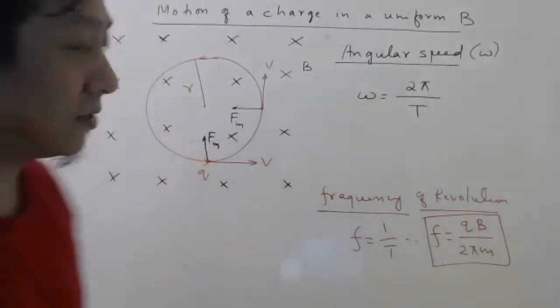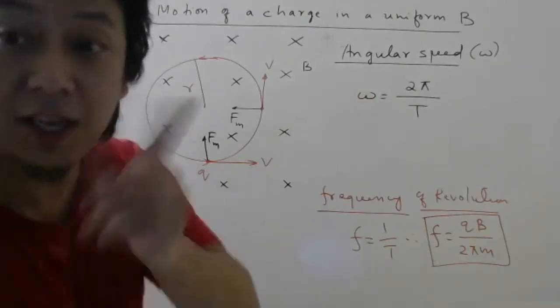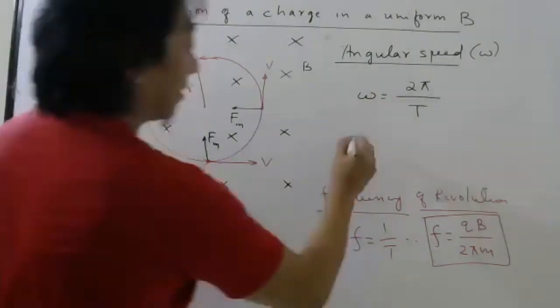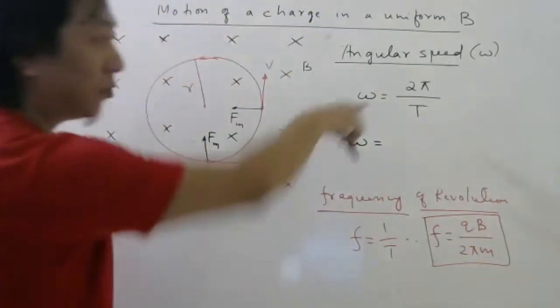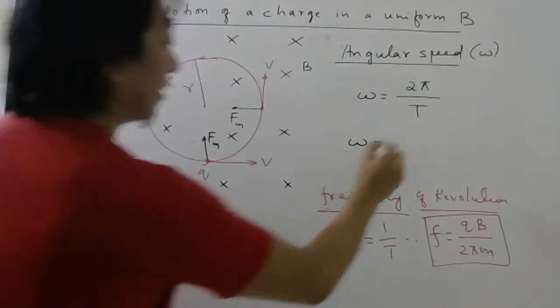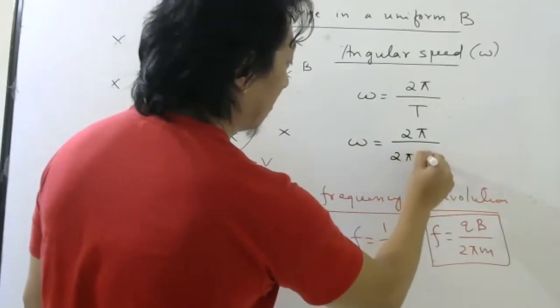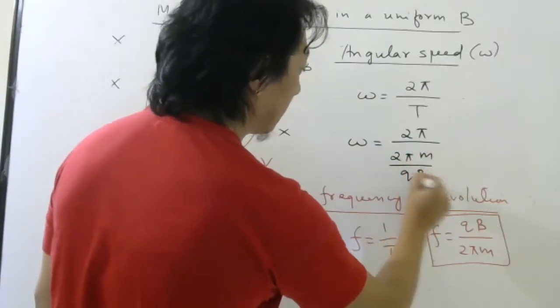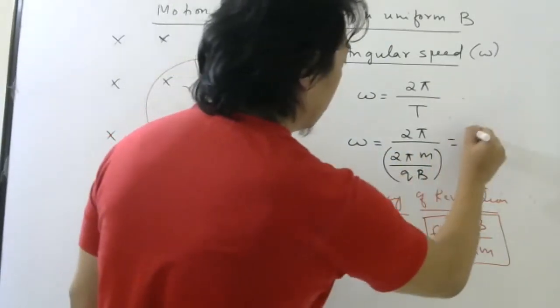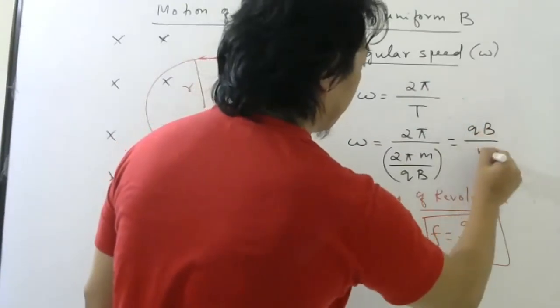Please memorize this result. This I think you know from the oscillation chapter, and in circular motion also we have studied. So 2 pi, what is the time period? 2 pi m by qB. So it will be qB by m.